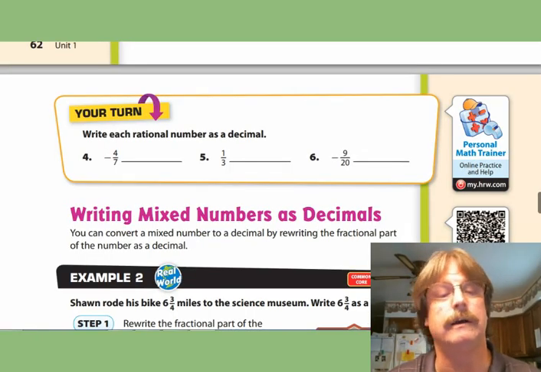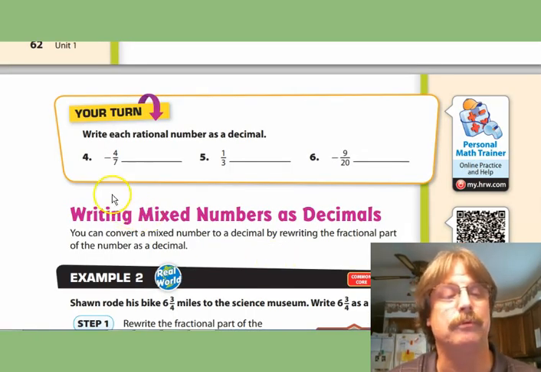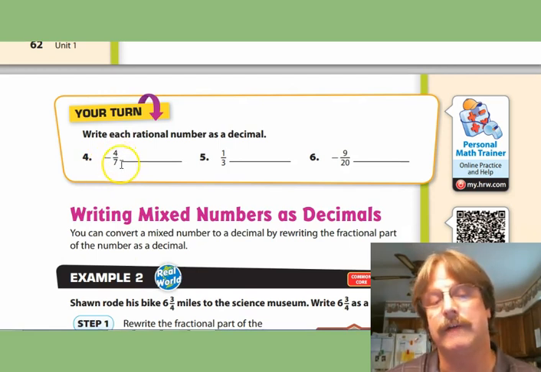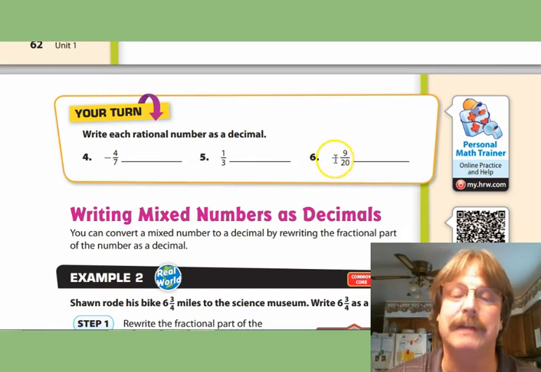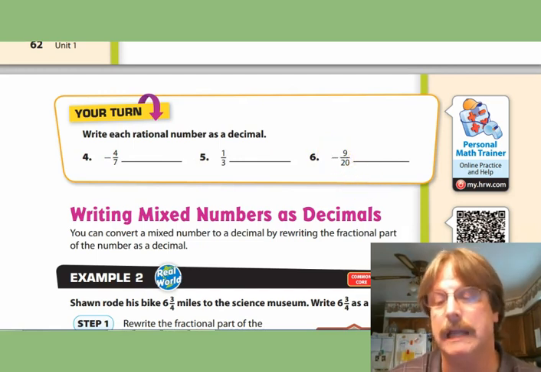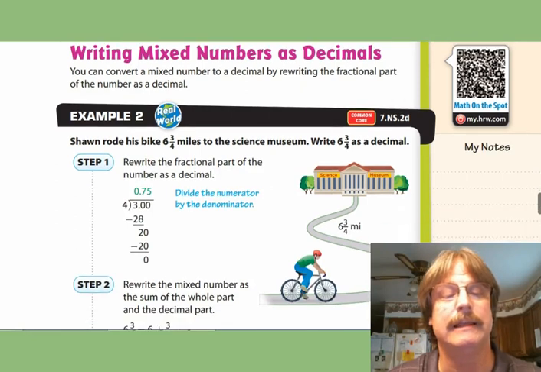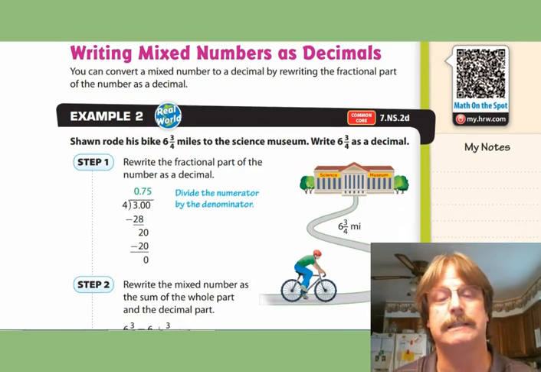So you have your turn here. You got some examples. Notice here they're throwing in the negative. You're still going to do the 4 divided by 7, and you're just going to use that negative. Okay. You have your 1/3, and here you have negative 9/20. Do not forget the sign. Remember the sign. You have to use that. And then here we have mixed numbers as decimals.